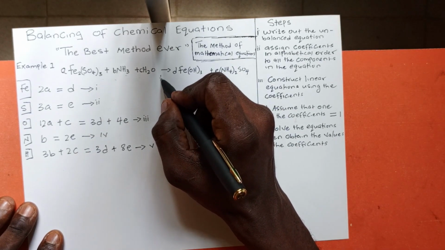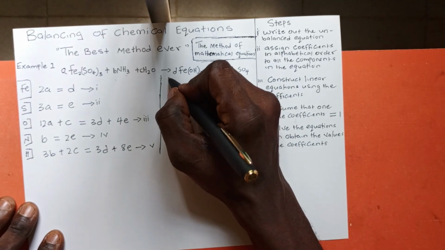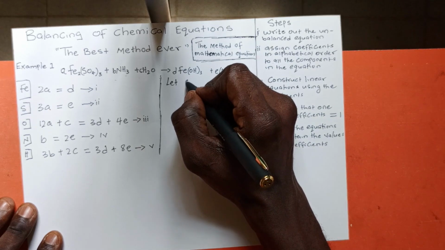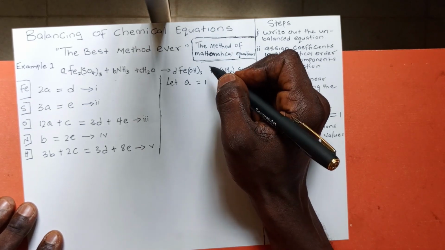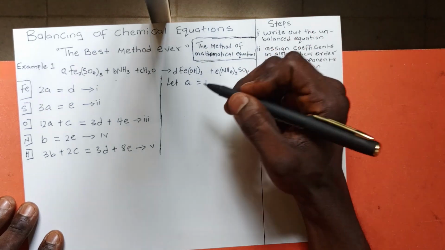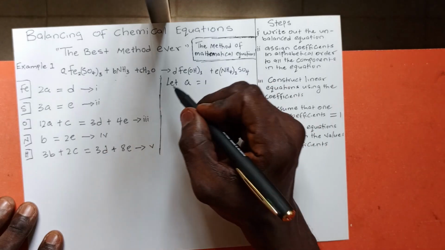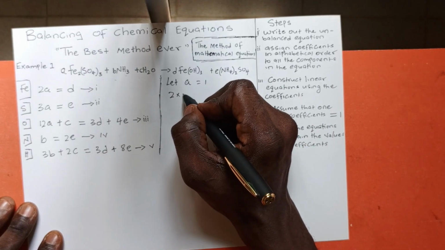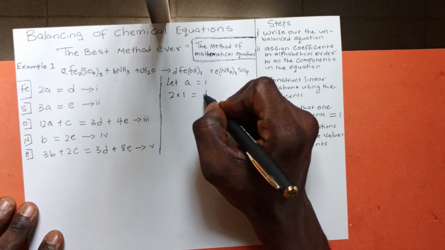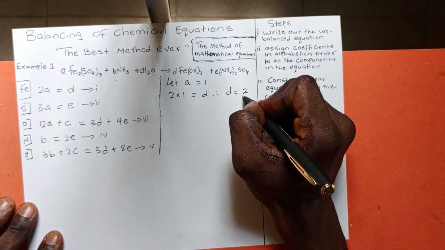So I'm going to say, let A equal to 1, because I've seen it is the most convenient one for me to do. So A is equal to 1. So if A is equal to 1, I can now say that from equation 1, 2 multiplied by 1 is equal to what? D. Hence, D is equal to 2.